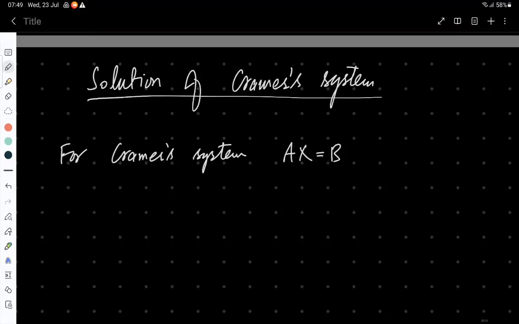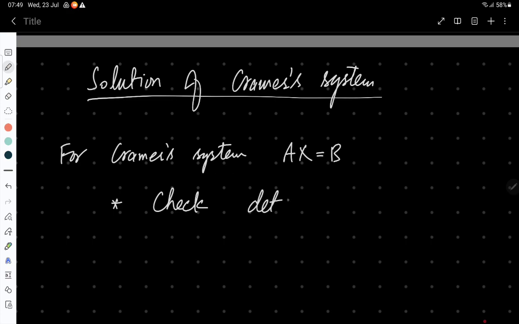Now we will talk about the solution of a Cramer system. Suppose you have a Cramer system, Ax = B. We need the solution of this. Actually, this is the system of equations and we have converted it into matrix form. So first of all, we will check whether the system is a Cramer system or not.